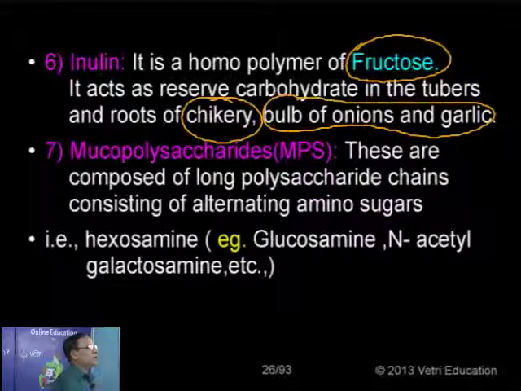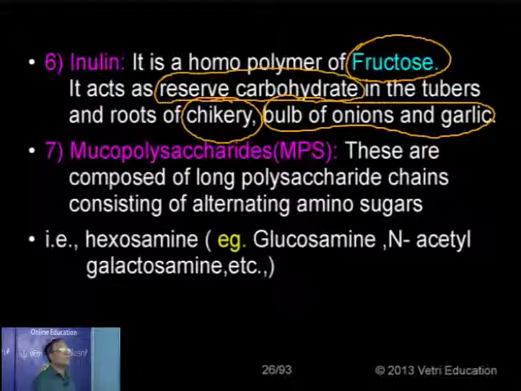In the bulb of onions and garlic, we have inulin, a kind of polysaccharide. The unit is fructose. It is acting as what is called a reserve carbohydrate, a storage form found only in the root tubers and roots of chicory and also in the bulb of onions and garlic. That's a very important one also, a reserve carbohydrate found only in the case of plants, not in the case of animals.